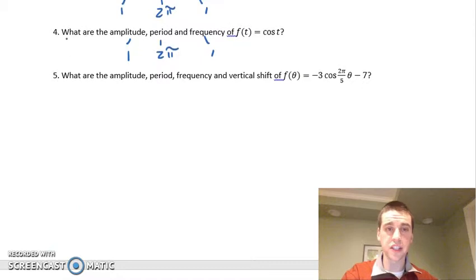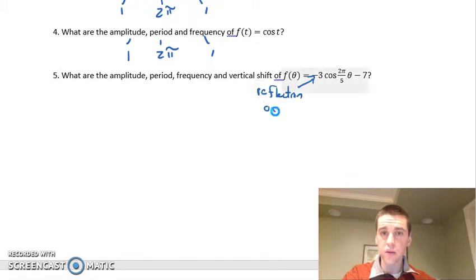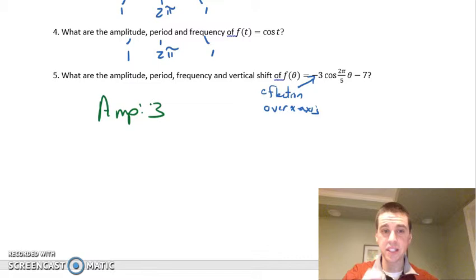Gets a little more difficult right here. What's the amplitude, period, and frequency of this function? Notice the negative only is a reflection over the x-axis. It does not change the amplitude or period. Okay, it only changes the midline because it was reflected over it. Okay, so let's look at this. The amplitude is 3. Not negative 3, just 3. It is the distance. Distance cannot be negative.